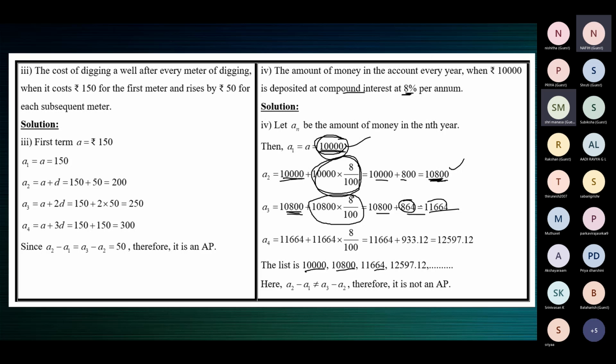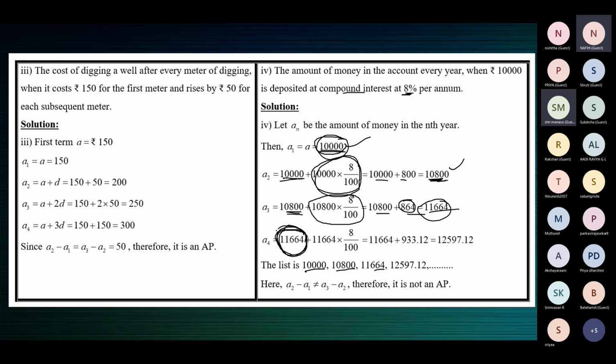Fourth year, on 11,664, on this money I'll get interest, because I've left this money in the bank. The banker is using my money. He would have let this out as a loan to some person, and he's going to get higher rate of interest from that person. That is why the bank pays you interest, because it's using your money.